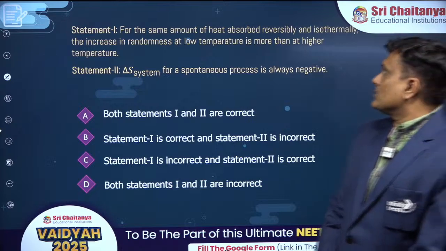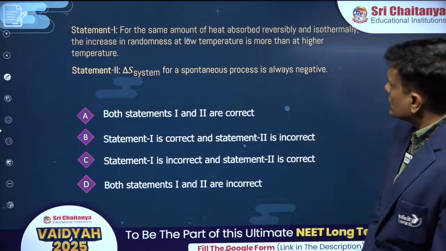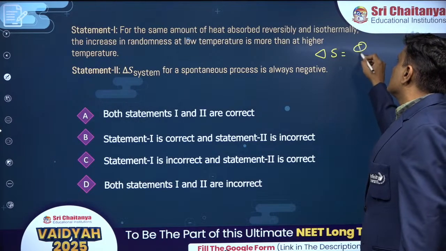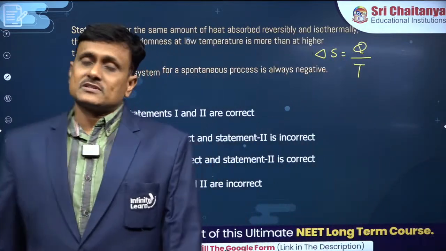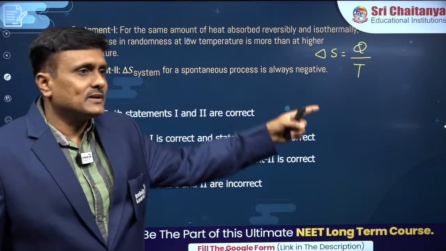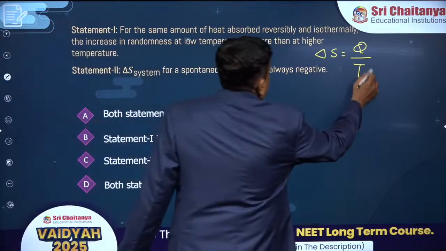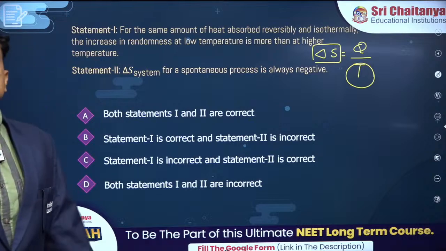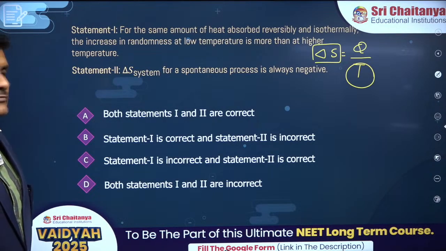Now, listen, for the same amount of heat absorbed reversibly and isothermally, the increase in randomness at low temperature is more because delta S is equal to Q by T. Whether it is reversible or irreversible, the equation remains the same. If it is reversible, it will be Q reversible by T. If it is irreversible, Q irreversible by T. So, for whatever process, delta S is inversely proportional to temperature. So, delta S would be more if temperature is less. Statement 1 is correct. Agree?